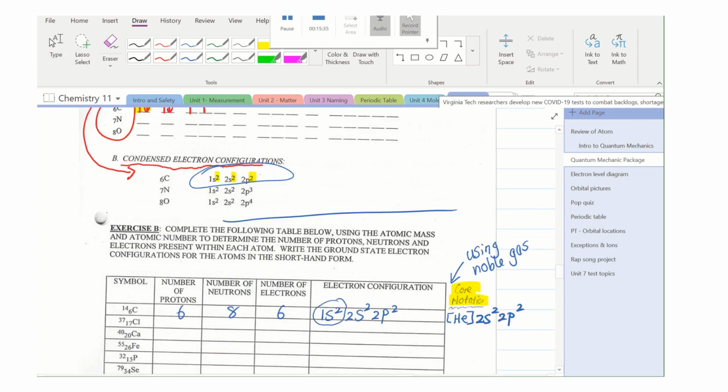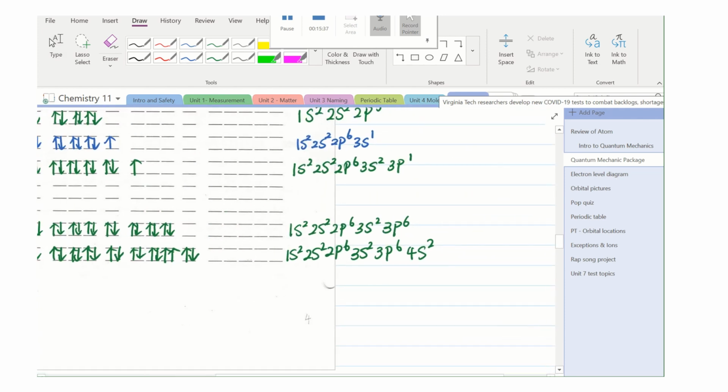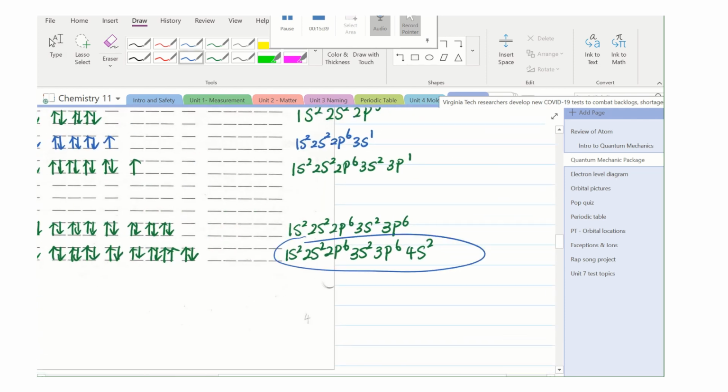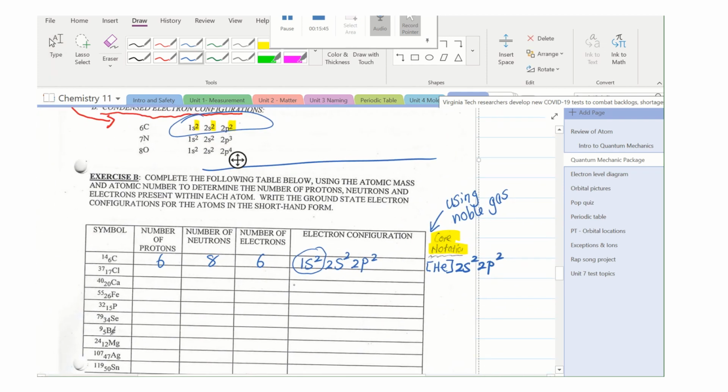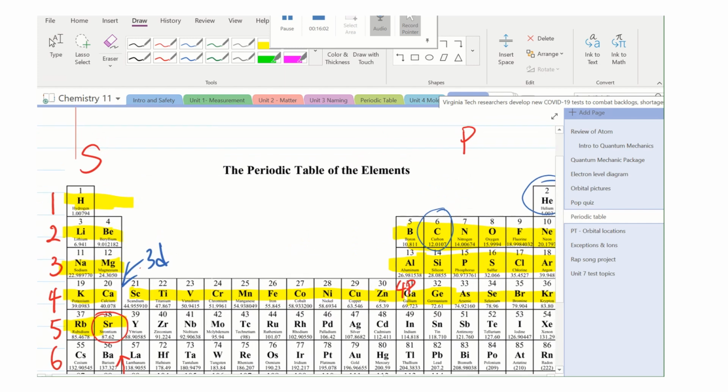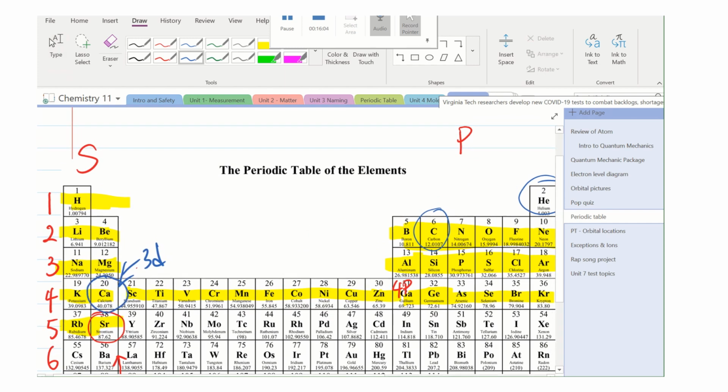So I already did calcium with you right here. So I'm just going to copy this part here from calcium, and then we do the chord notation. So again, calcium is 1s2, 2s2, 2p6, 3s2, 3p6, and 4s2.